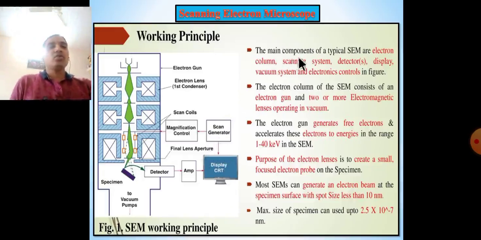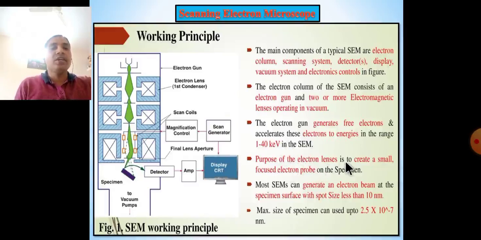The main components of a typical SEM are the electron column, scanning system, detector, display, vacuum system, and electronic controls. The electron column of the SEM consists of an electron gun and two or more electromagnetic lenses operating in vacuum. The electron gun generates free electrons and accelerates them in the range of 1 to 40 kV.